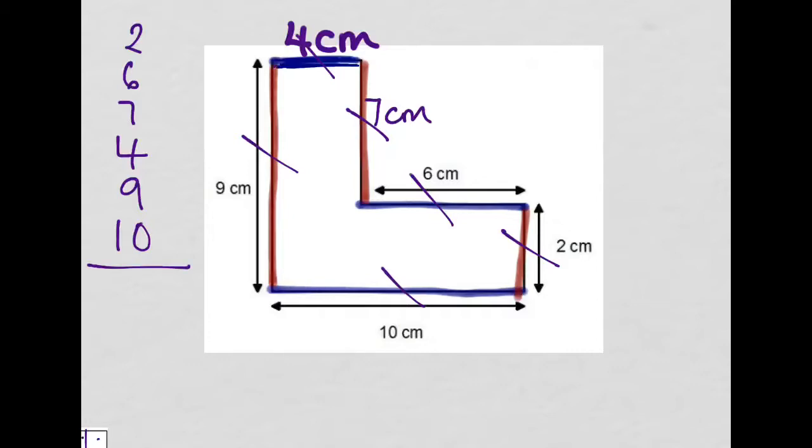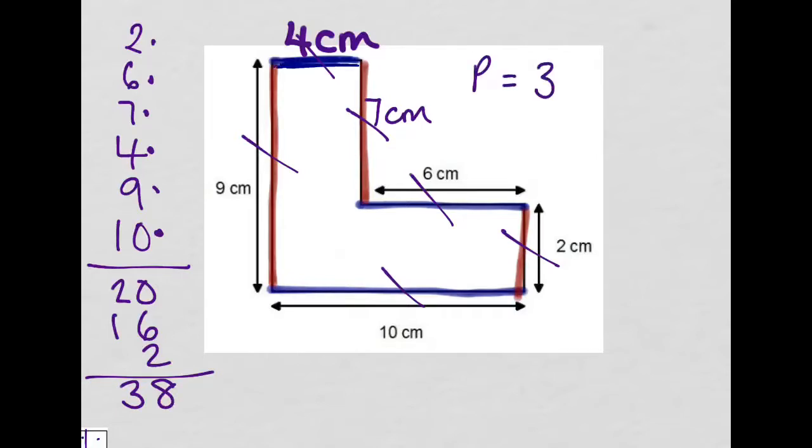Okay, so now I can add them up. Now I'm going to look for numbers that go together to make tens. So 6 and 4 make 10, and 10. So that's going to be 20. Then I've got 9 and 7, which is 16, and 2. 38. So my perimeter here, 38 centimetres. I know it's centimetres because that's what's written on the question, and that's the unit of measurement that we're dealing with.